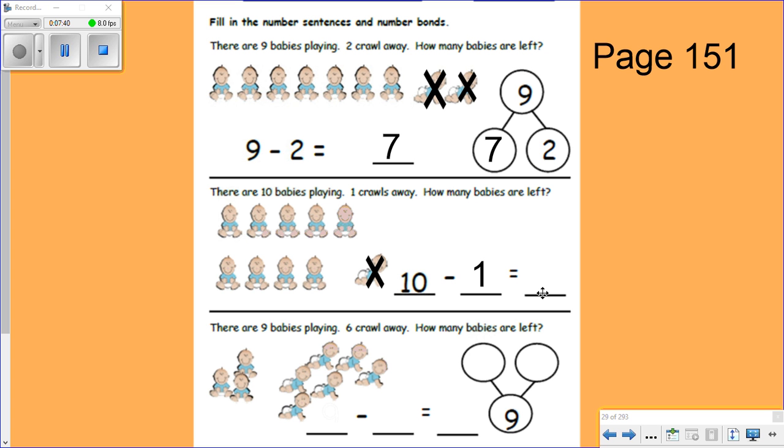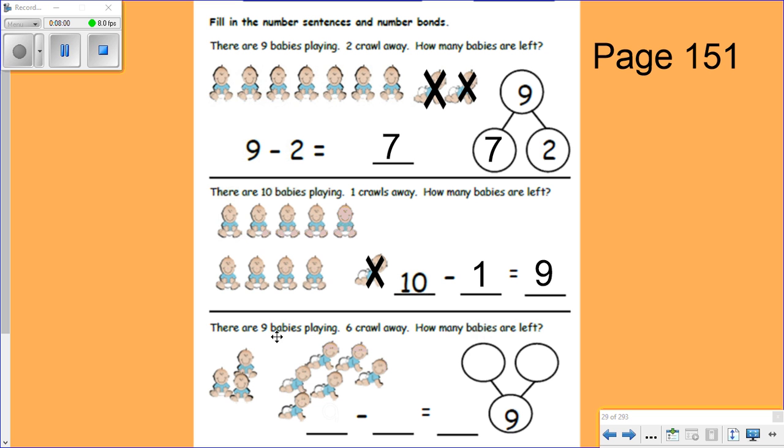And now how many are left? 10 minus 1 equals 1, 2, 3, 4, 5, 6, 7, 8, 9. There we go. Okay, try this one on your own.